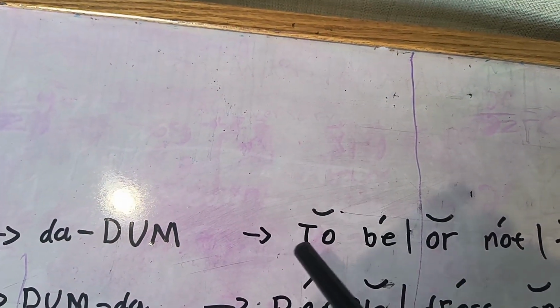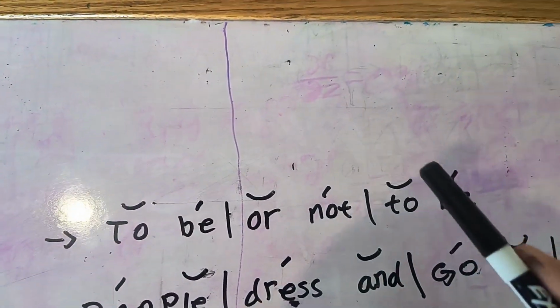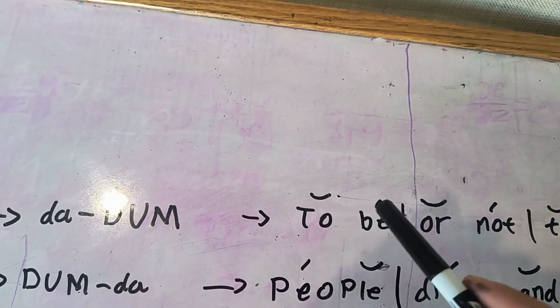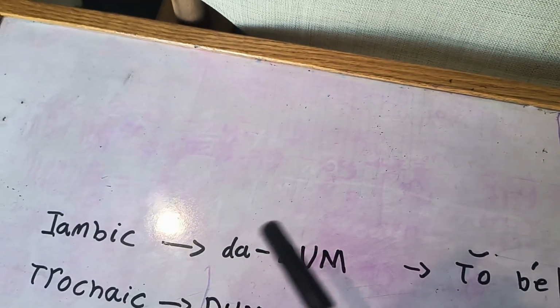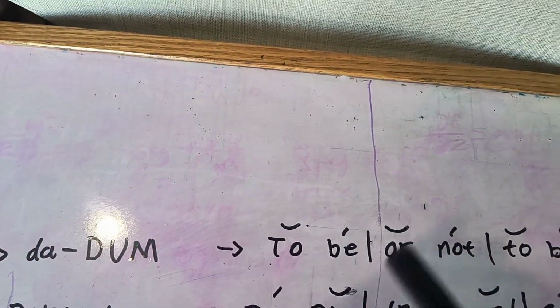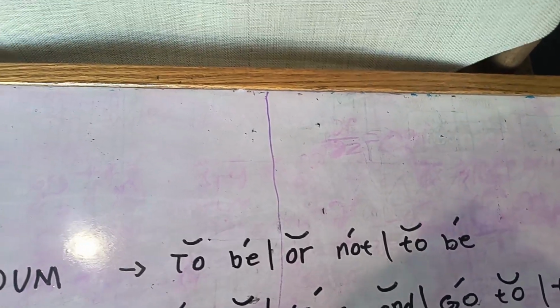See, an unstressed syllable, then a stressed syllable. Unstressed, then stressed. Unstressed, then stressed. Da-dum, da-dum, da-dum. Okay, that's iambic. An unstressed syllable, then a stressed syllable.